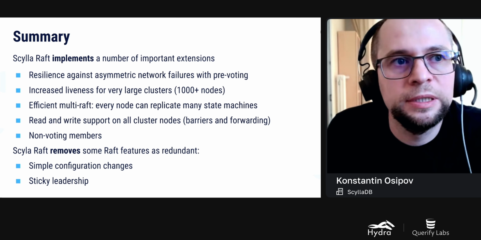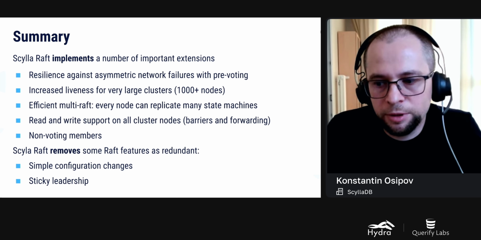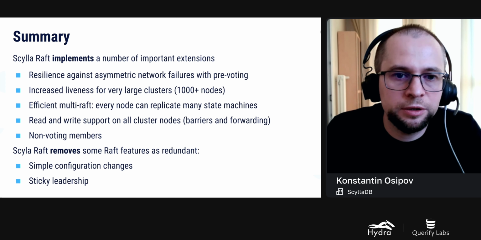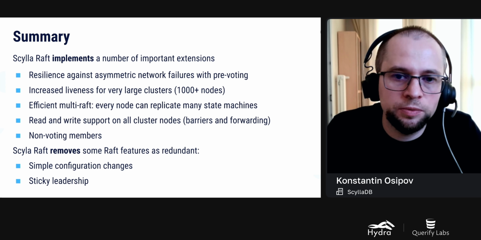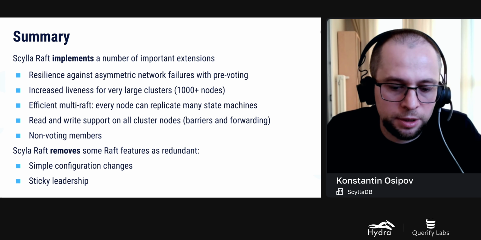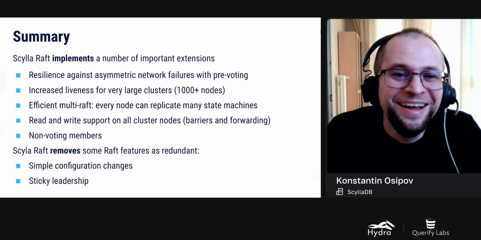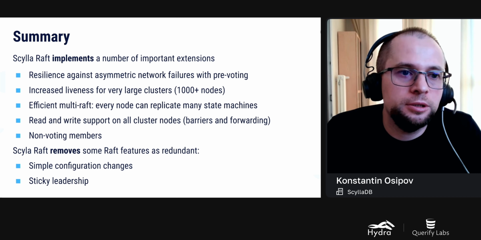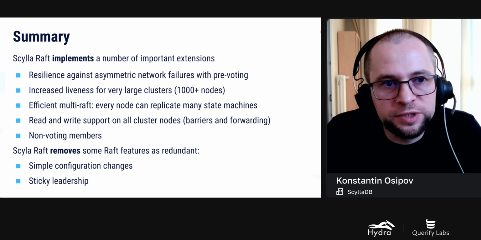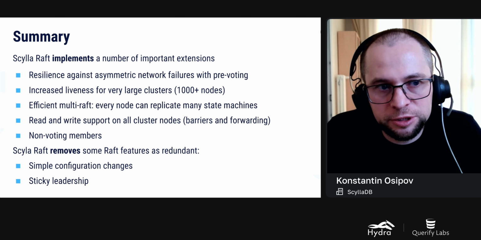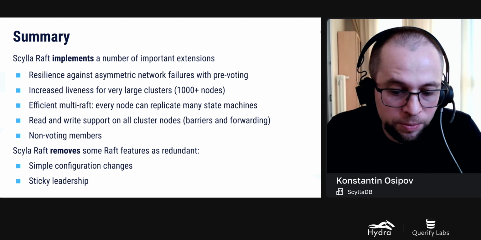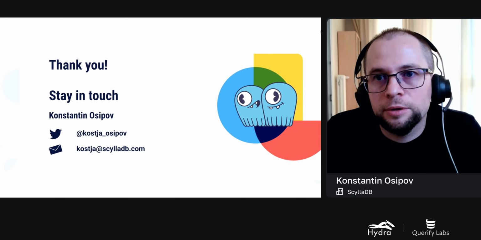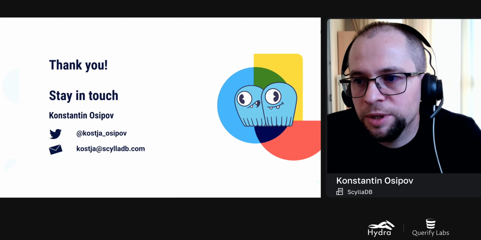With that, I'd like to summarize. Scylla Raft implements a number of important extensions which we had to do to support very large clusters, to support shared failure detection, and to support multi-Raft, or at least what we call multi-Raft: Raft in many independent groups that share most of its state. And we removed some of the core features of Raft, simple configuration changes and sticky leadership, which we believe actually made our implementation simpler and more robust. Thank you. And if you have any questions, I'd be happy to answer them.